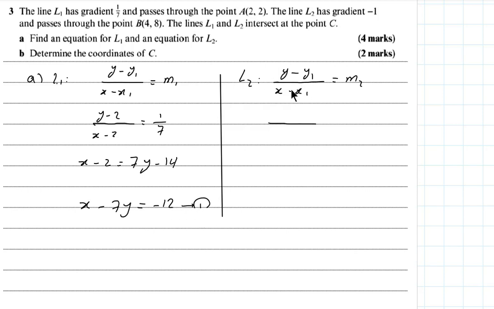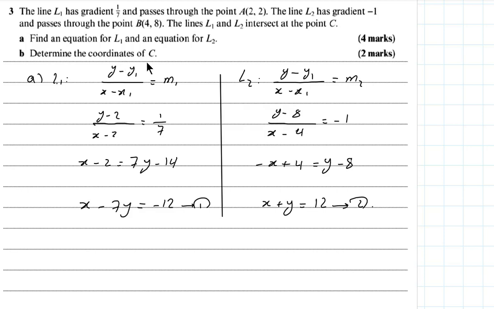For L2, applying the same formula, we have here (y minus 8) divided by (x minus 4) is equal to negative 1, which means negative x plus 4 is equal to y minus 8, or we can rearrange the equation to be x plus y is equal to what? Is equal to 4 plus 8, which is 12. This is the second equation.